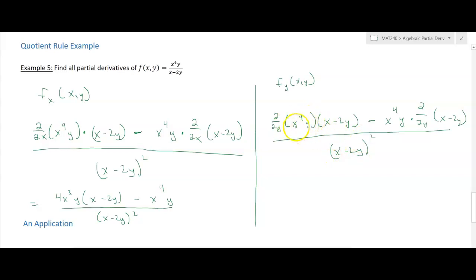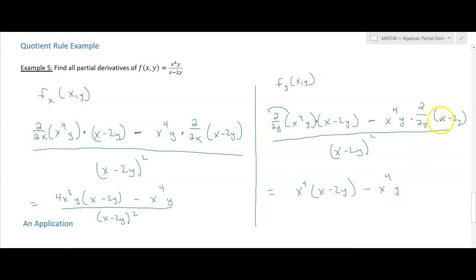Now the derivative of x to the fourth times y, with respect to y, x to the fourth is a constant, so we could factor that out, and that would leave us with x to the fourth times the derivative of y, which is x to the fourth times 1, or just x to the fourth, multiplied by the denominator unchanged, minus x to the fourth times y.